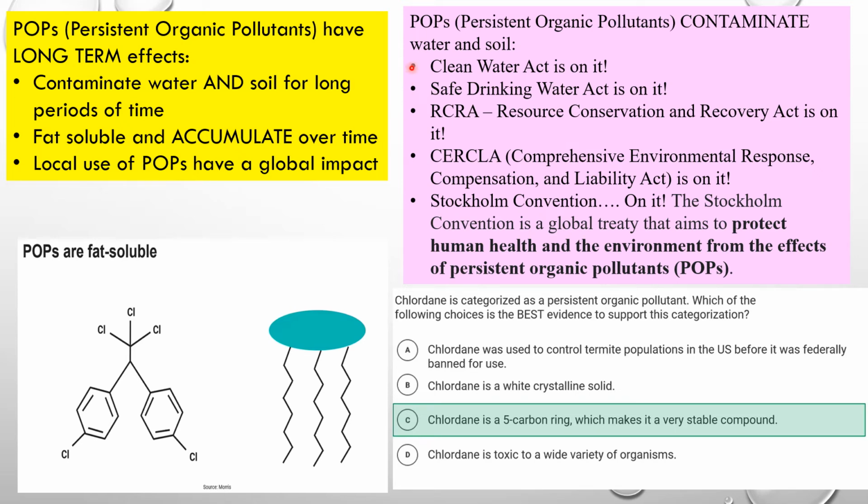Other monitoring agencies are the EPA, and under the Clean Water Act, they are also monitoring it in order to make sure that we are removing POPs from water by using mitigation strategies if it's somehow getting in there. It's also monitored under the Safe Drinking Water Act to make sure that we are not drinking water that is contaminated with POPs. It's also monitored under RCRA, the Resource Conservation and Recovery Act, and CERCLA, the Comprehensive Environmental Response Compensation and Liability Act. So it's a big deal that we get persistent organic pollutants out of our air, our water, and our soils.